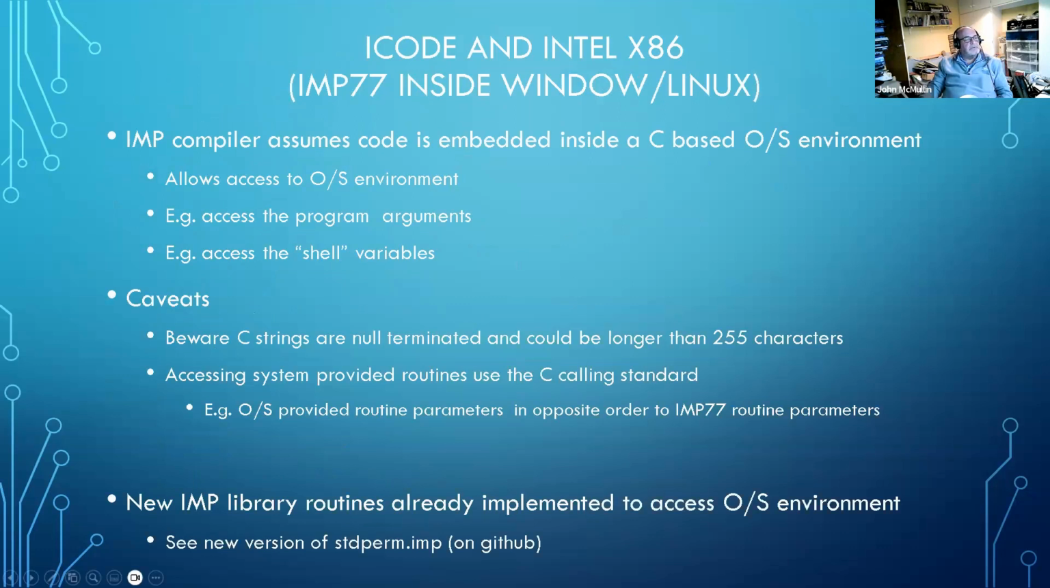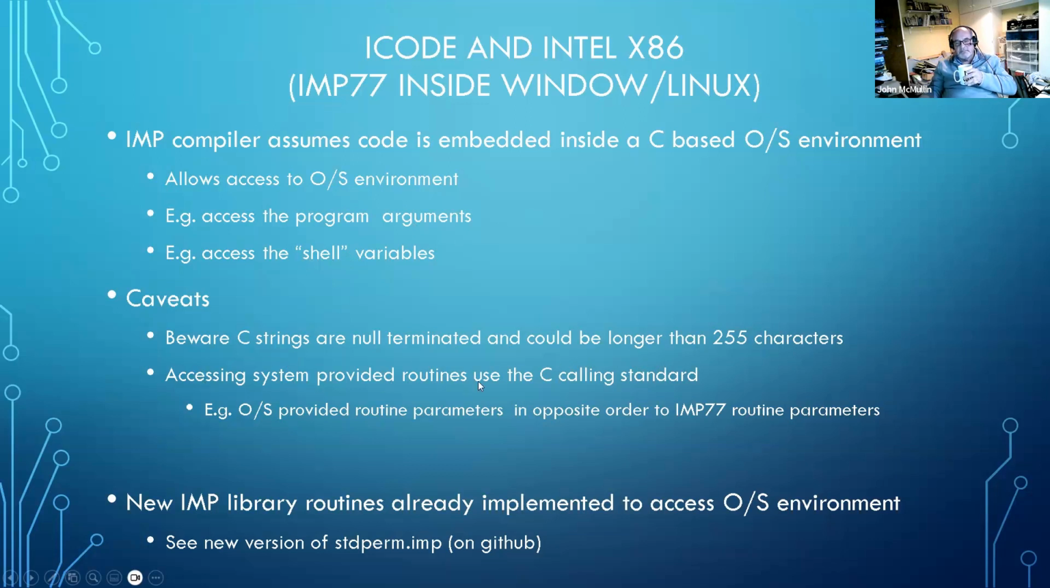Now, what I've done is the Imp compiler that we've got is assuming that the code is embedded in a C-based operating system environment. So we've got access to the OS environment, i.e. the program arguments and the shell variables. However, C strings are null terminated and could be longer than 255 characters.